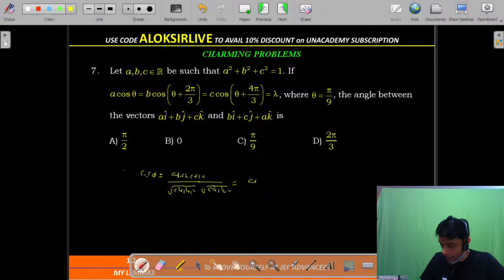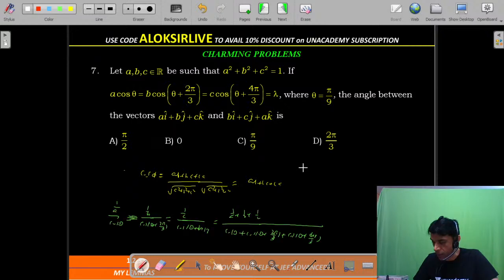So write this as 1 by a by cos theta, is 1 by b by cos of theta plus 2 pi by 3, is 1 by c by cos of theta plus 4 pi by 3. By ratio, this equals 1 by a plus 1 by b plus 1 by c upon adding all of them, cos of theta plus cos of theta plus 2 pi by 3 and plus cos of theta plus 4 pi by 3. Now those who have done their trigonometry know that this equals 0, but I will show it in one line. This proof is simple.